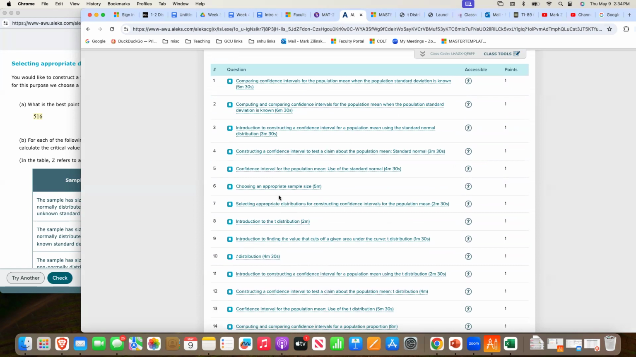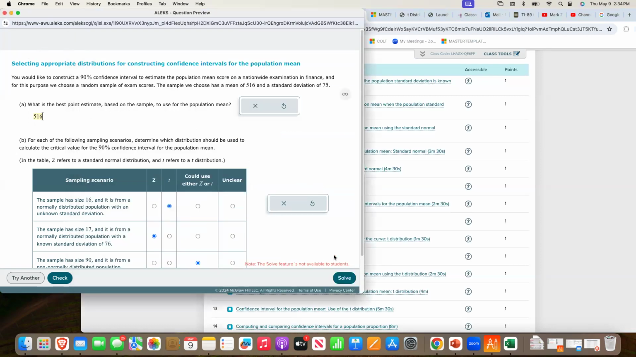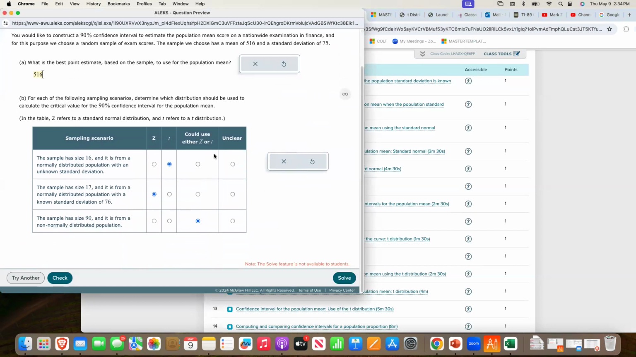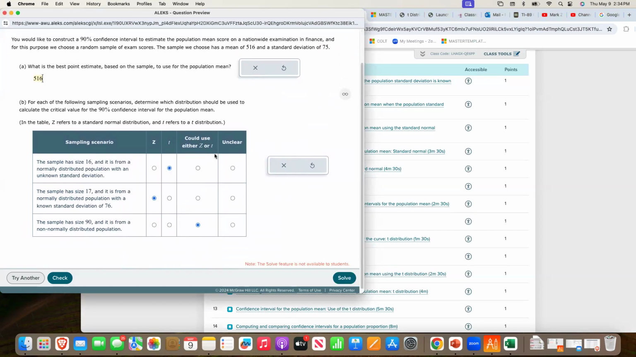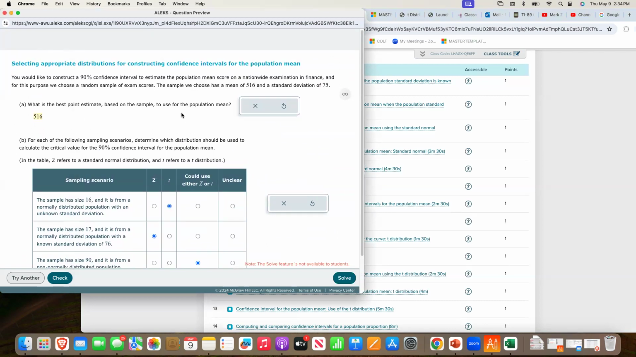The Halo messages do not. All right, so selecting appropriate distributions here, and I just went ahead and hit the solve feature, and I'll elaborate on why these are picked. But essentially, they revolve around the central limit theorem.